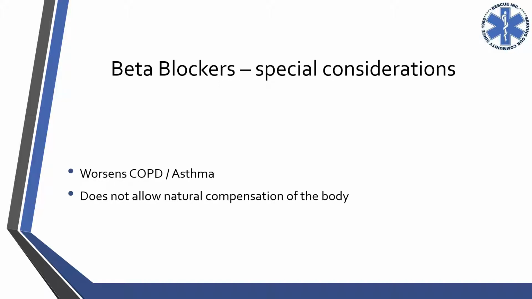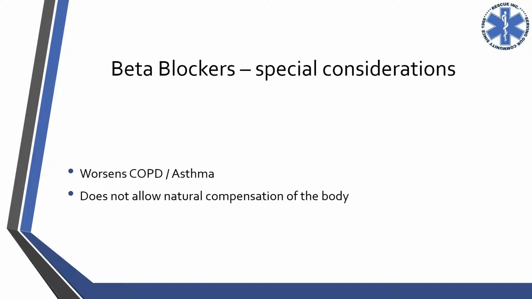Things we need to be thinking of with beta blockers specifically is it doesn't allow the natural compensation of the body. So if we have a patient who is in a trauma scenario, or a patient who is in septic shock, or in shock of some degree, and their body says to compensate, the beta blockers will not allow their body to compensate. Their heart rate can't increase past that certain range. That can be a problem. They can become hypotensive as a result of the inability to compensate because of beta blockers.